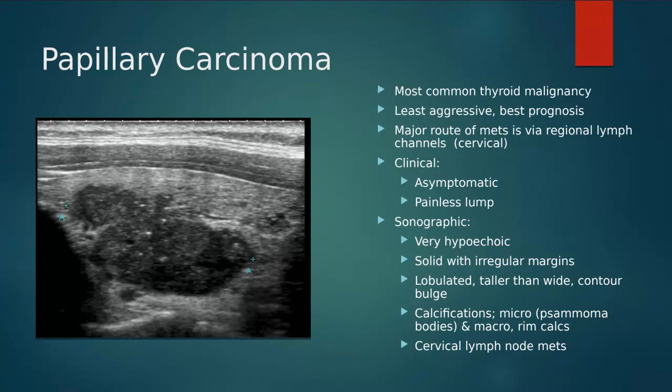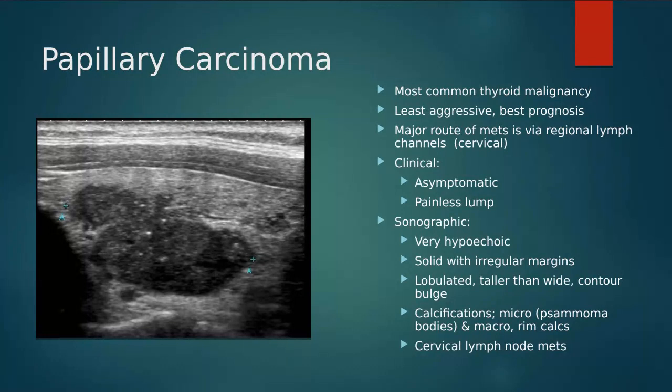This is the most common type of thyroid cancer, and the good news is it's going to have the best prognosis out of all of the thyroid cancers. It is a major route of metastatic spread, just because of its proximity to the lymph node channels or to the lymph channels.